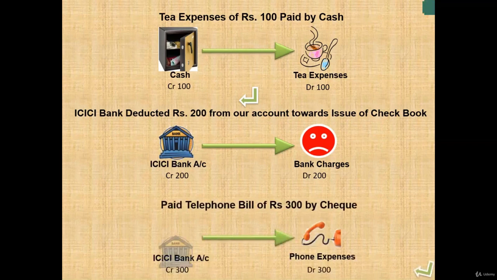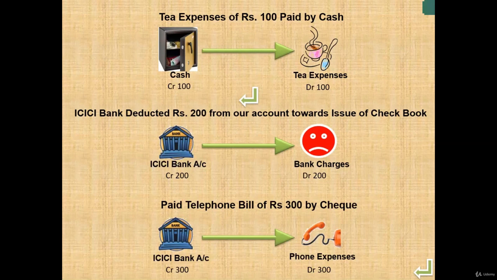Now ICICI bank account deducted rupees 200 from our account directly towards the issue of checkbook. So they are issuing the checkbook and they are deducting the amount from our account. So my ICICI bank account is a real account. So here this is decreasing. I am crediting the ICICI bank account, and my bank charges is my expense. So as per the nominal account, we'll debit our expenses. Then the entry becomes bank charges account debit to ICICI bank account.